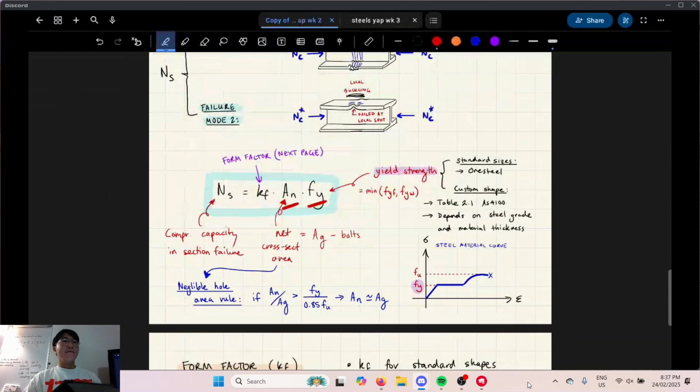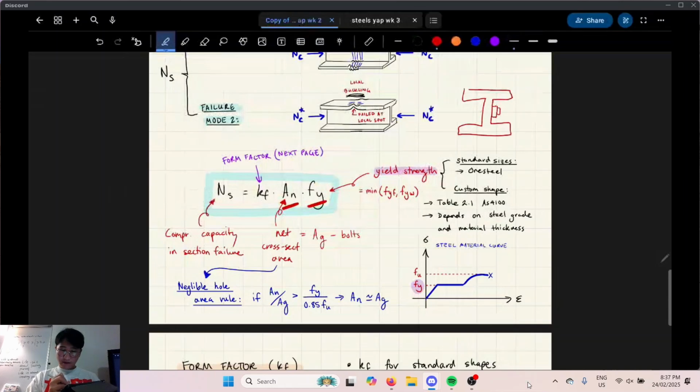Yes. So if you have a section like this, and your bolts are like here, that's the area you subtract. So it's a rectangle, not a circle.